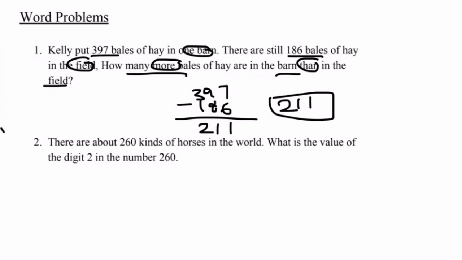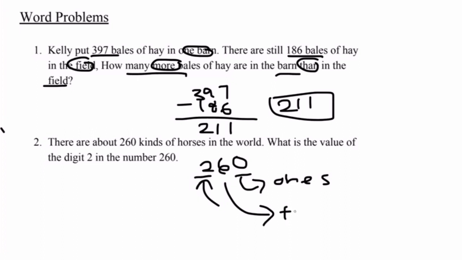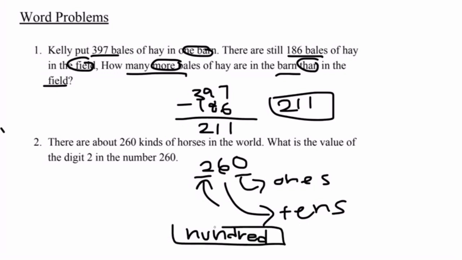Number 2, there are about 260 kinds of horses in the world. What is the value of the digit 2 in the number 260? This is a problem we have done before, and it's asking us to identify what the place value of 2 in 260 represents. Well, we know that 0 represents our ones value because 0 in 260 is simply 0. The 6 in 260 represents our tens value because 60 is 6 tens. Last but not least, 2 in 260 represents our hundreds value because 200 in 260 is 2 hundreds.